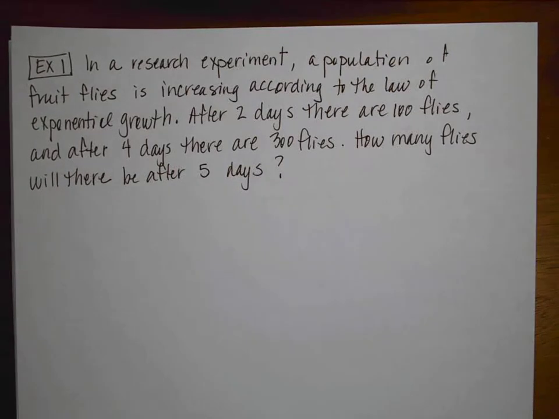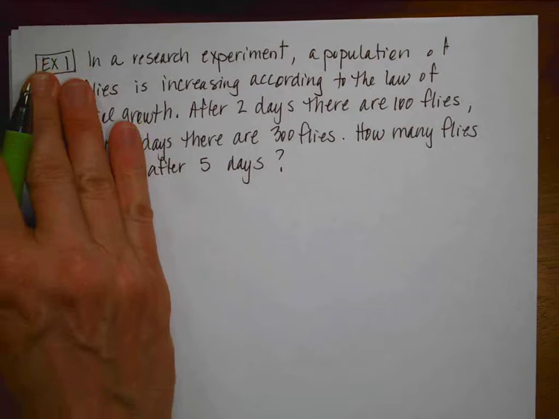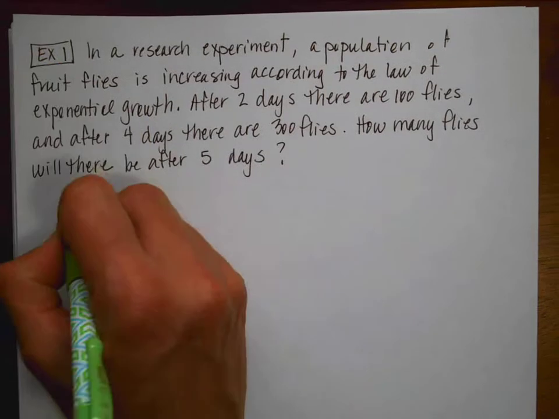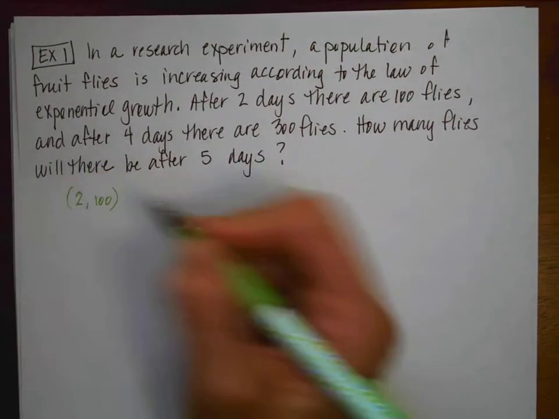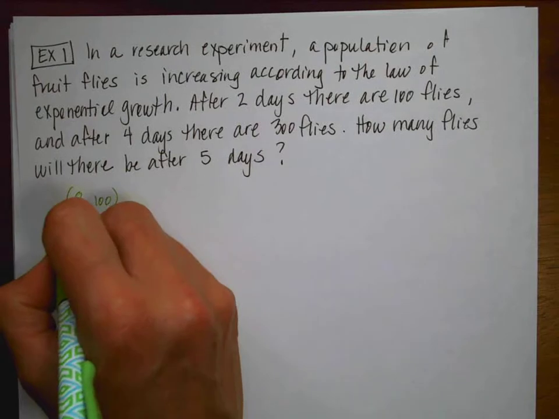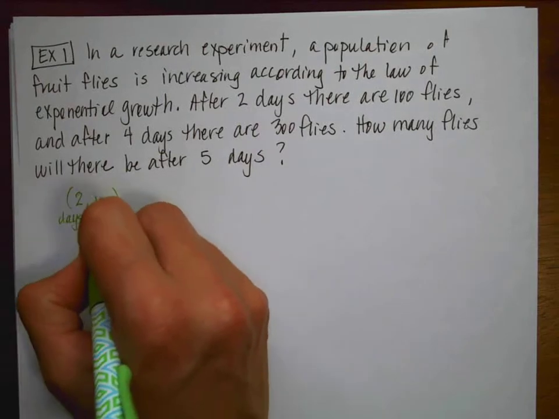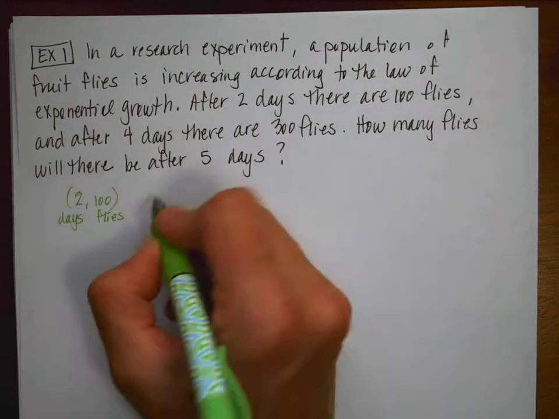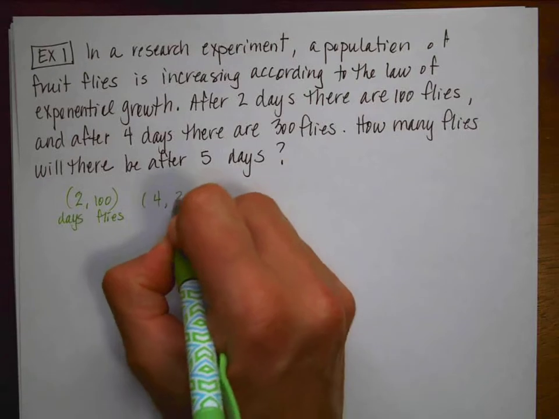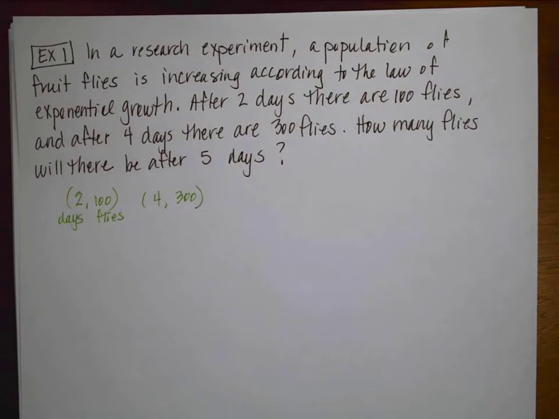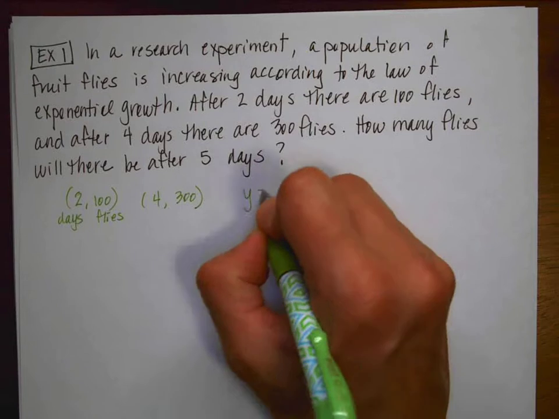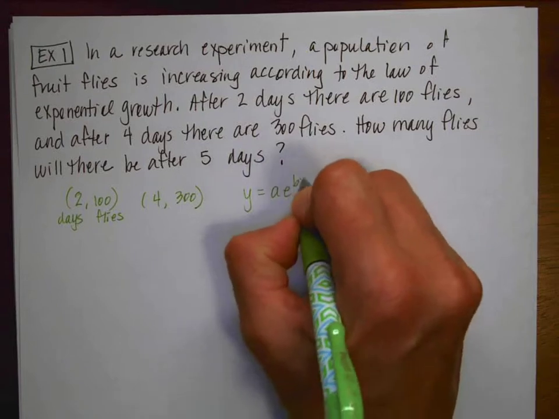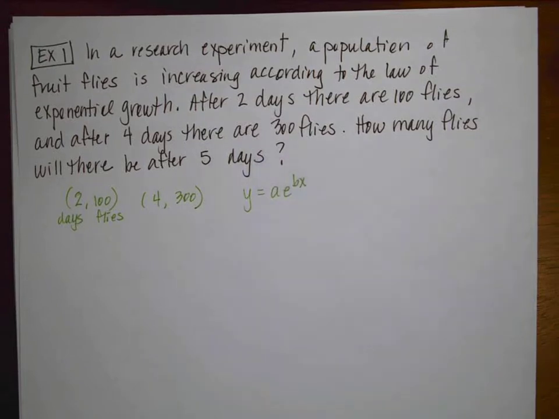So this is actually a really interesting problem because of the situation that's set up before us. I'm going to write down what I know. After 2 days, I have 100 flies. So this is my days, and these are my flies. And then I have 4 days and 300 flies, okay? And we know that this is exponential growth, so I'm going to use the model y = ae^(bx).